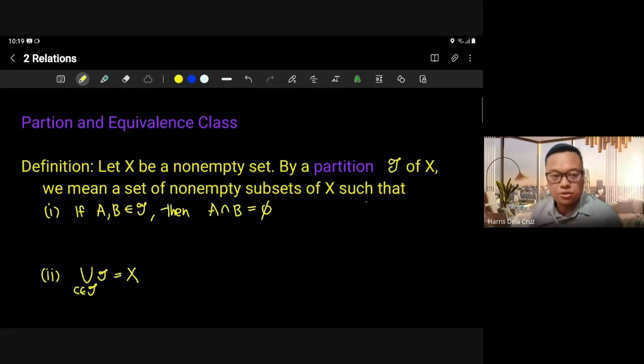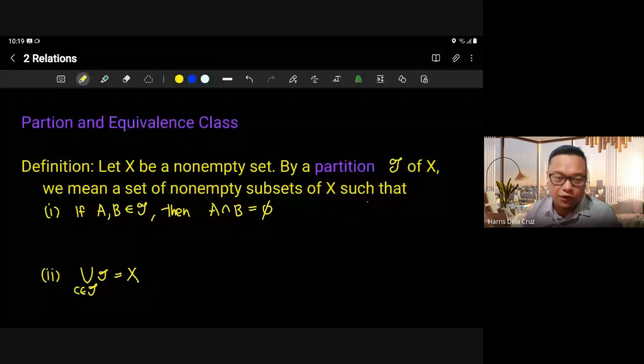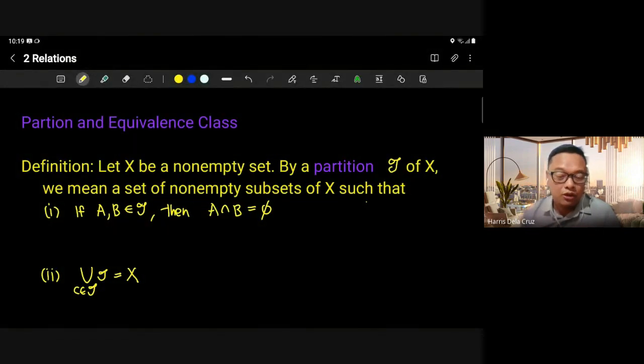So for this part, we're going to discuss partition and equivalence classes. First, let's define what we mean by a partition. Let's say we have a non-empty set X. A partition, script letter T, of X. Again, to remind everyone, we are using a script letter to denote a family of sets. So a partition is a family of sets coming from X. We mean a set of non-empty subsets of X such that it satisfies the following.